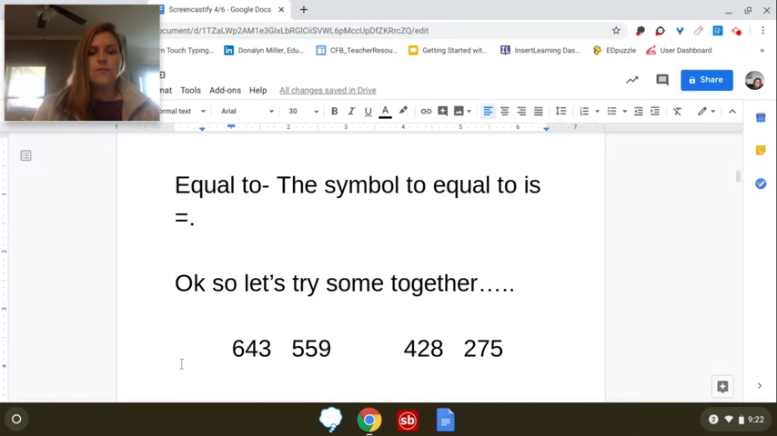We have 643 and 559. Of these two numbers, we need to determine which one is the greatest number. And the greatest number we can determine by looking first at the hundreds place. I have 600 here. I have 500 here. That right there tells me that the 600 is the larger. So I'm going to use the sign greater than. So I'm going to go ahead and put that in.